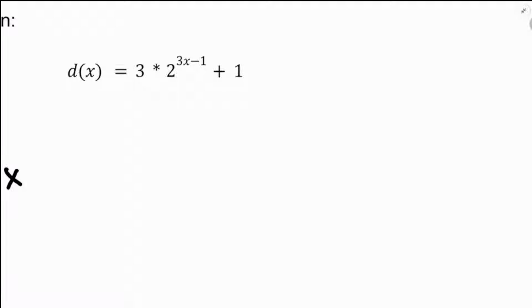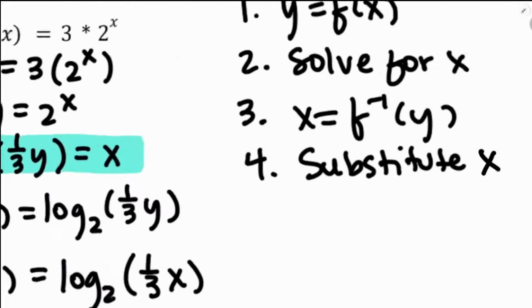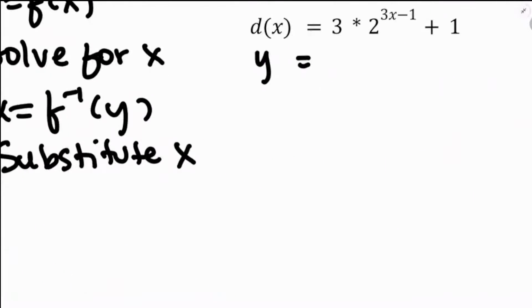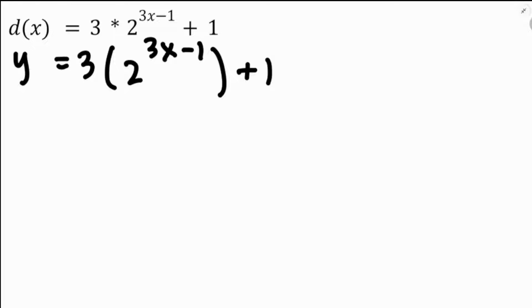All right, d of x. I'm going to do this one. I'm not going to label the steps anymore. In fact, I forgot to say that was step 3 and that was step 4 right there. But moving on over to this one, y equals 3 times 2 to the 3x minus 1 plus 1.